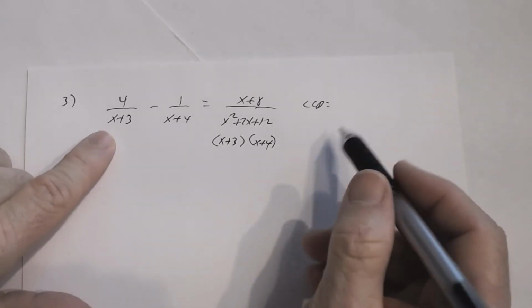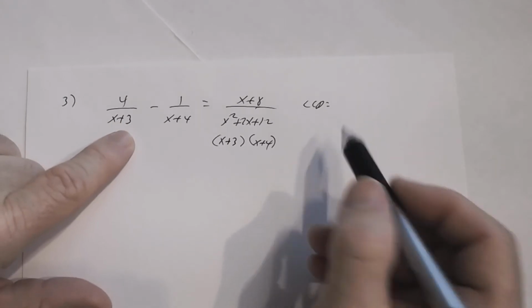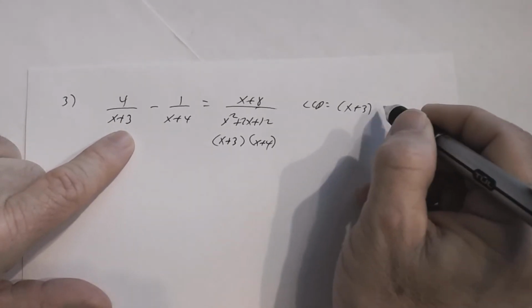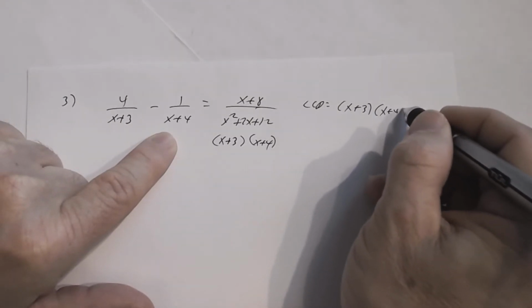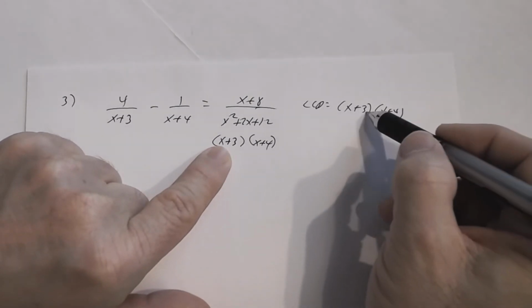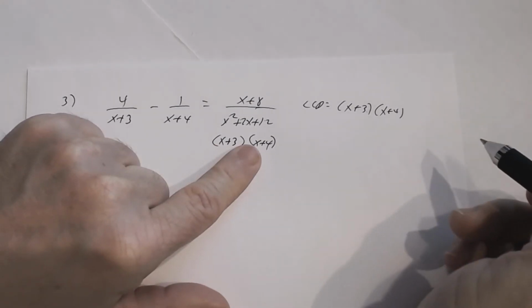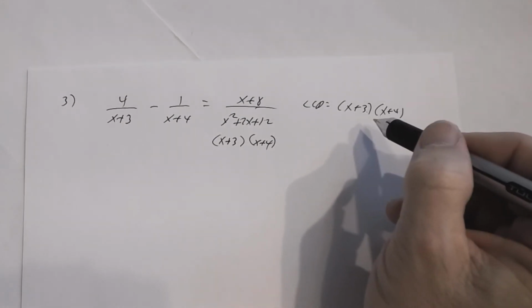So your least common denominator must include every factor you see. I see an x plus 3, I have to use it. I see an x plus 4, I have to use it. I see an x plus 3, I already have it. I see an x plus 4, I already have it. So there's your least common denominator. Always use the least.